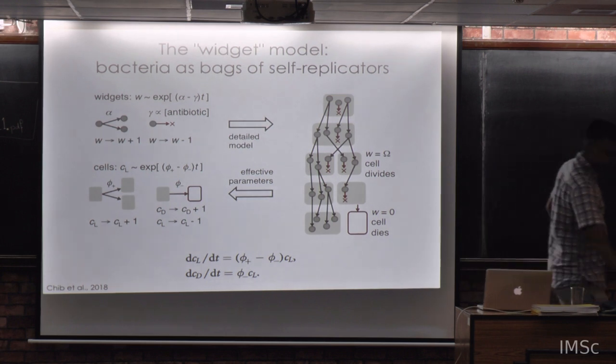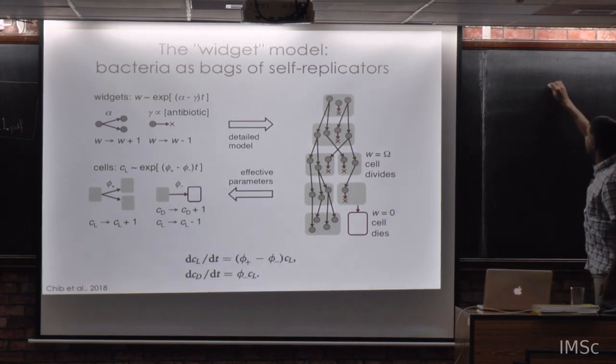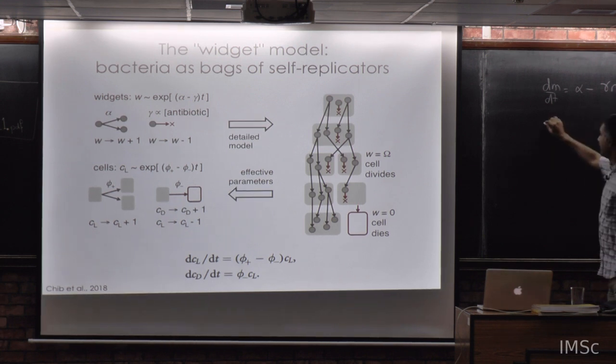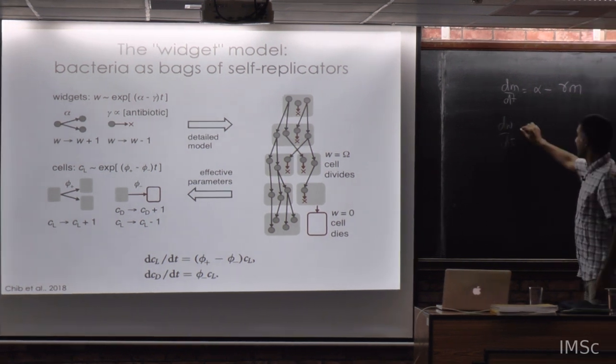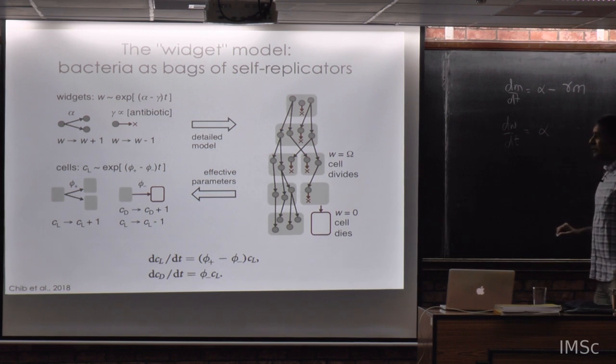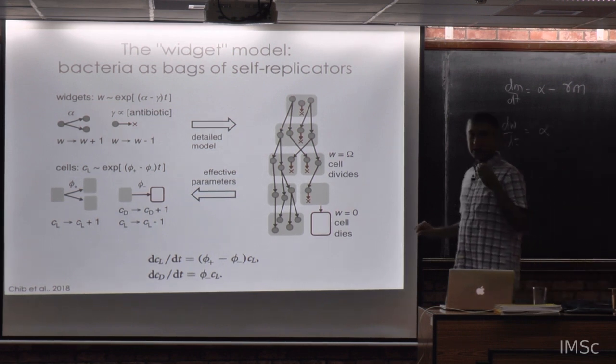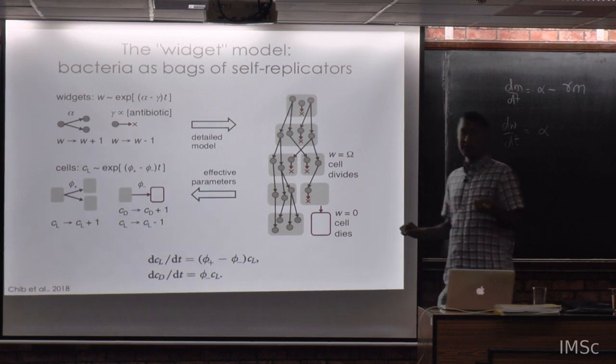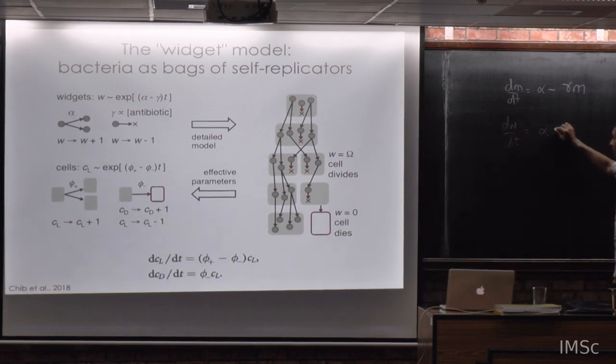So, remember yesterday I had this equation dn/dt is alpha minus gamma n, or m. M is the number of mRNA, right? That was the equation we were using. Here we are going to do dw/dt is alpha, but not just alpha. Each widget is a self-replicator, so the more widgets you have, the greater the rate at which they are made. So, it is actually alpha times w minus gamma times w.